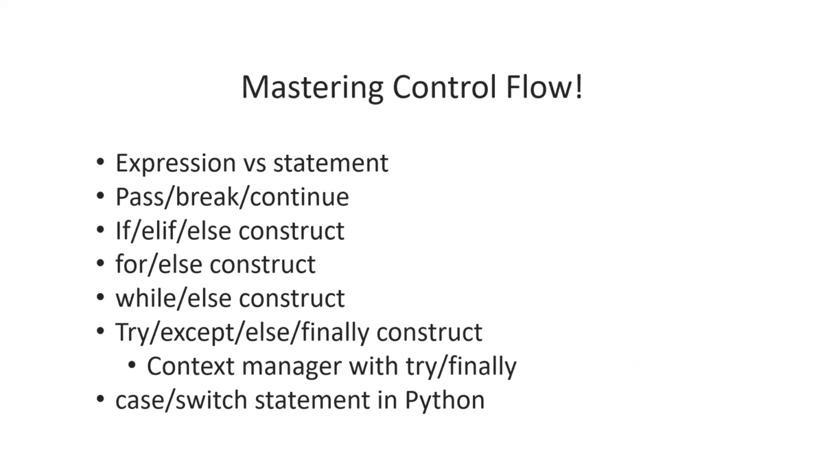So tonight's course, I'm going to go over procedural Python and go over expression versus statement, pass, break, continue, if, elif, else construct, for, else construct, while else construct, try, except, else, finally, that to a context manager. Like many of you might know already, the first 3 bullet points. Some of you might not know the 4th and 5th one, but the main one I want to show you today is the 6th one.